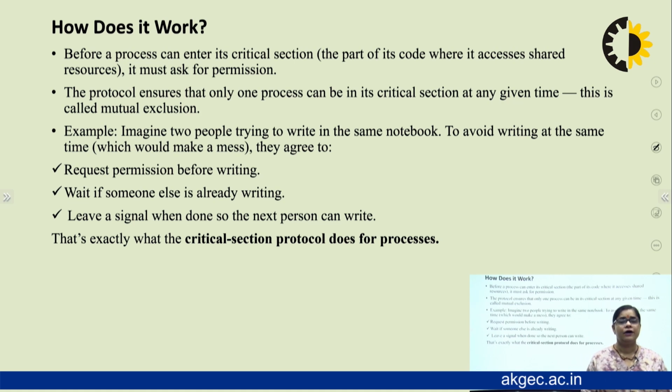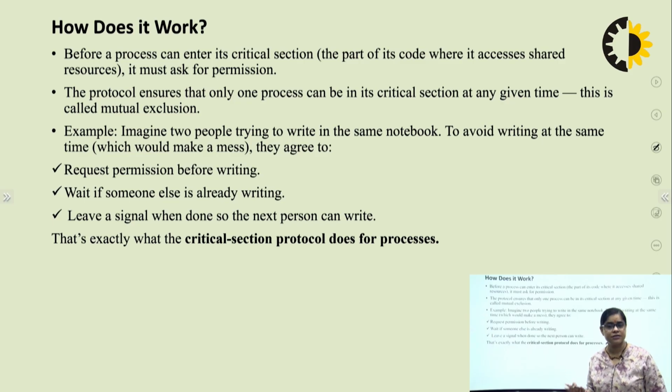Now, permission we are taking. There is a protocol in the critical section which ensures that only one process will enter the critical section at any given time, and that property is known as mutual exclusion. That is a basic property of the critical section solution.